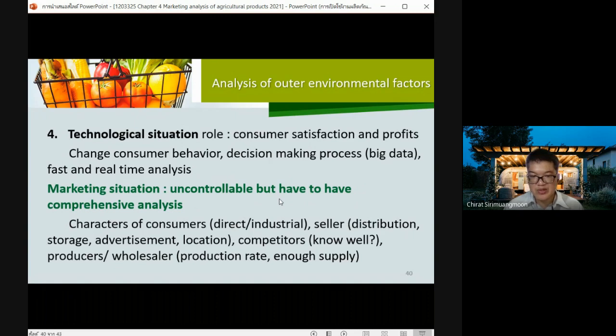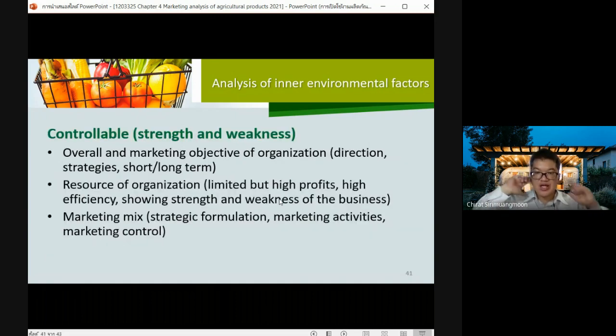Who are the producer, like between producer and wholesaler? So do they have different production rate and enough supply or not? So this is how marketing situation would be considered. So that is outer environmental factors. How about inner environmental factors? So for inner environmental factors, it's actually the controllable.